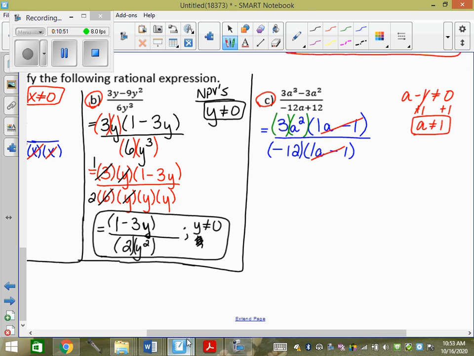And then I have 3 and negative 12, which I can take a 3 out of. 3 divided by 3 is 1. Negative 12 divided by 3 is negative 4. So I get a squared in the top, negative 4 in the bottom, and a cannot equal 1.